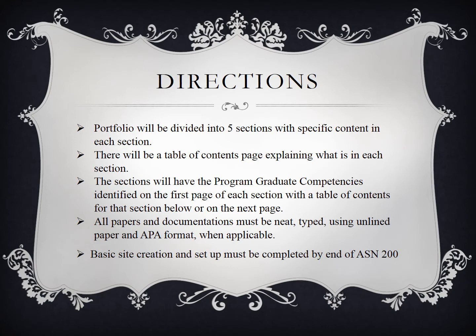So let's review some of the directions. The portfolio will be divided into 5 sections with specific content in each section. There will be a table of contents page explaining what is in each section. The sections will have the program graduate competencies identified on the first page of each section with the table of contents for that section below or on the next page. All papers and documentations must be neat, typed using unlined paper in APA format when applicable. Basic site creation and setup must be completed by the end of ASN 200.